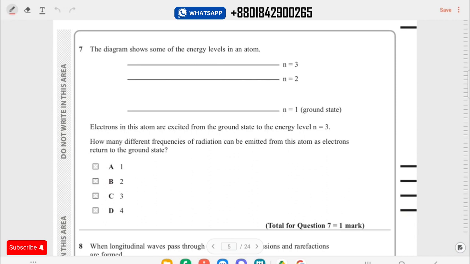After being excited to a higher energy level, obviously the electrons cannot stay there for the entire time. They need to fall back to the ground state. When they fall back, they will certainly release some kind of radiation. During this time, how many radiations can be expected from these energy levels? So one radiation could be directly from N3 to N1, another is from N2 to N1, and one would be from N3 to N2, right? So there are 3 possible frequencies of radiation that can be emitted by the electrons of this atom. So option C is the correct answer.